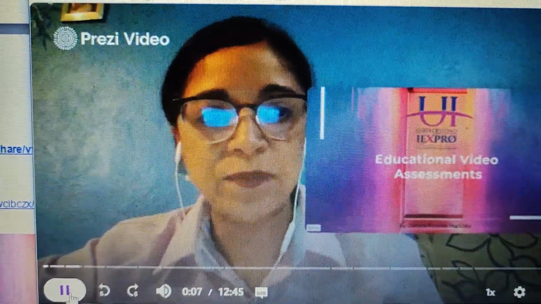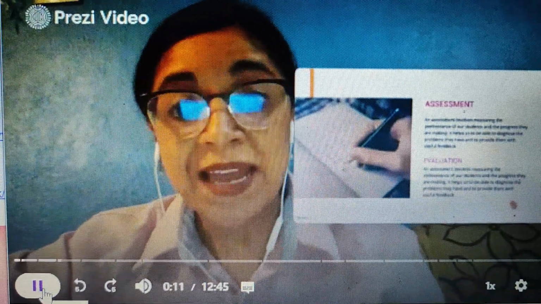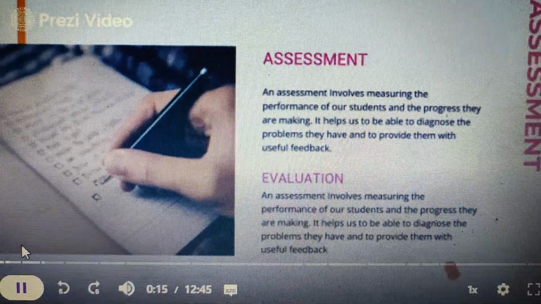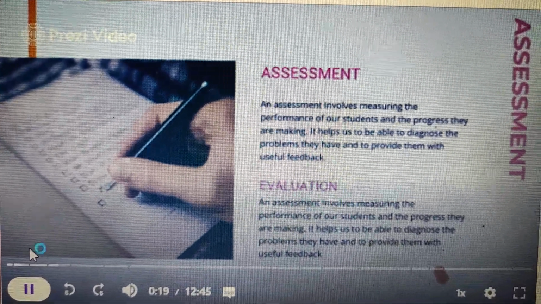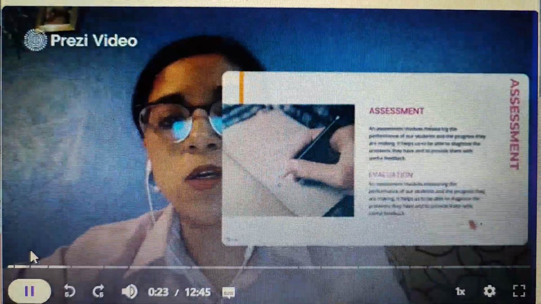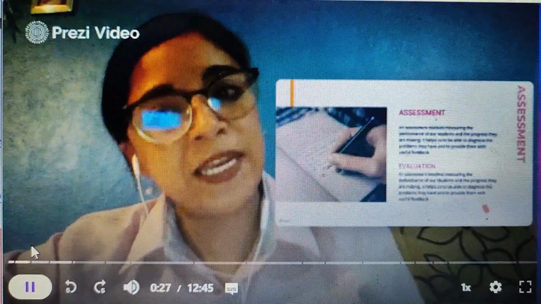Educational assessments. Now we're going to start with what is an assessment. The assessment involves measuring the performance of our students and the progress they are making. It helps us to be able to diagnose the problems they have and to provide them with useful feedback. This is why we use different evaluation, different tests, and that's what we're going to talk about here in this video.